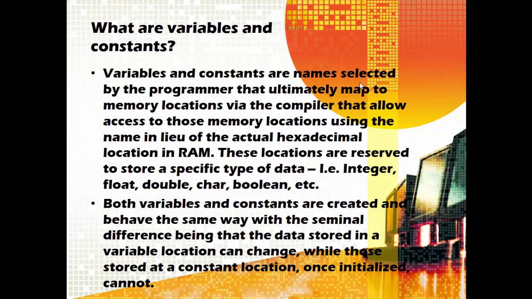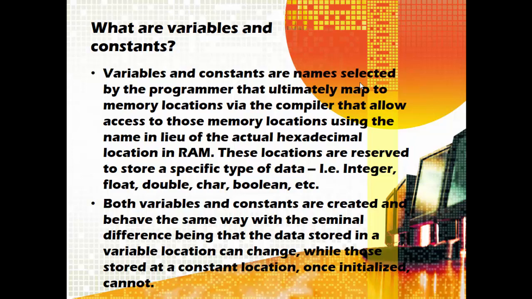Names are selected by the programmer for both variables and constants. Now constants are always uppercase, and to imply space, which you can't have in either one, you can use an underscore character for that, but you can't have spaces. These ultimately map to memory locations via the compiler. When the operating system loads your exe into memory, then it will sort of take that on further and help you out with allocating all that memory.